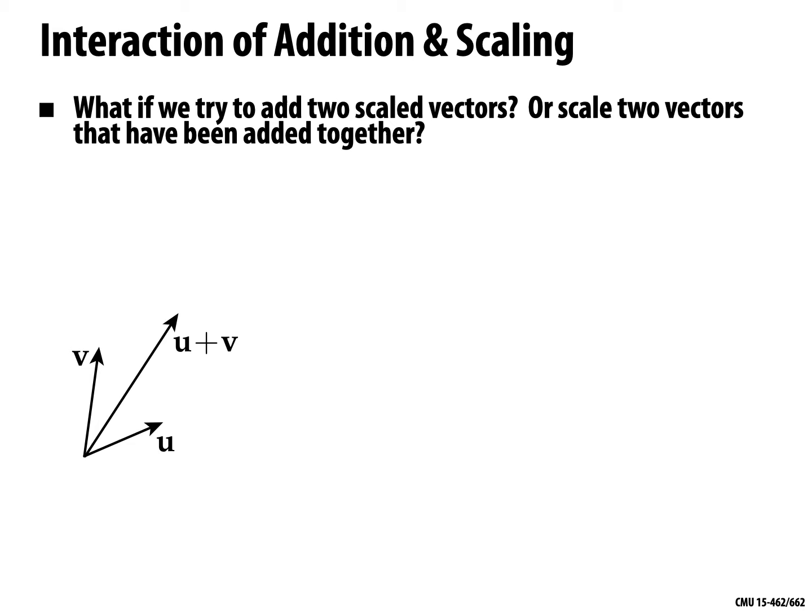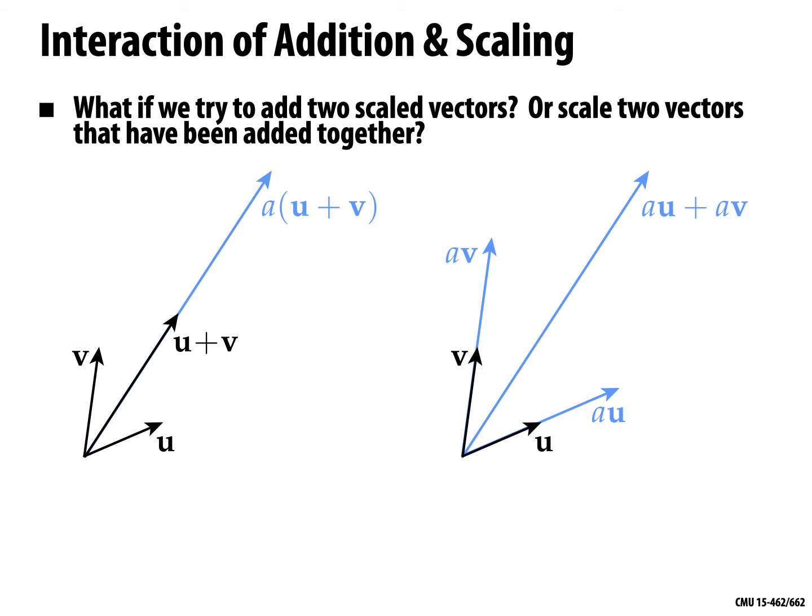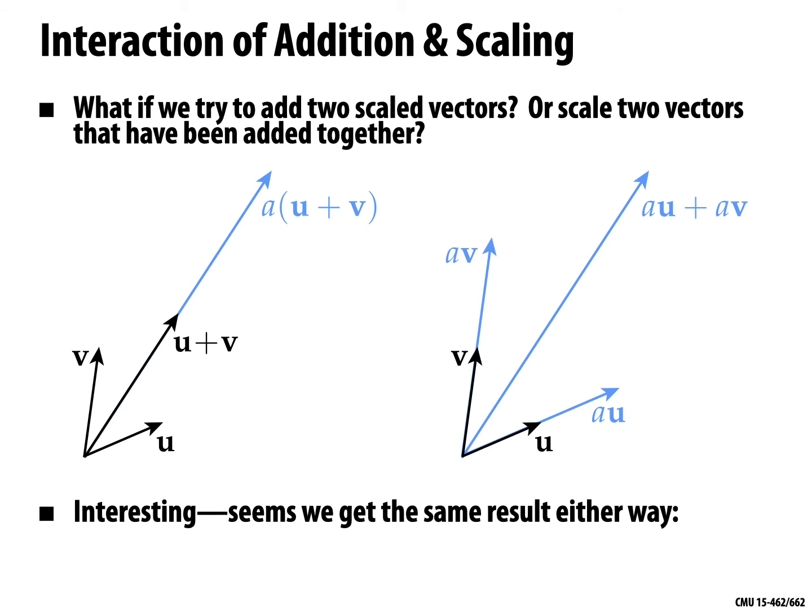Okay, and then I can scale that resulting vector by some constant a to get this blue vector. Another thing I could do is take u and scale it by a, and take v and scale it by a, and then add those two blue vectors up and I get another vector. And okay, if you believe the picture, these two vectors are the same length. Can you convince yourself of that, maybe by overlaying these two pictures? So it's interesting. It seems we really do get the same result either way. We get that a times (u plus v) is equal to au plus av.